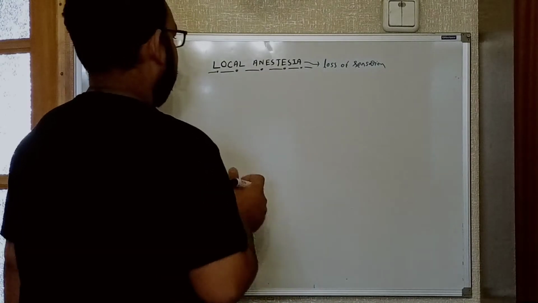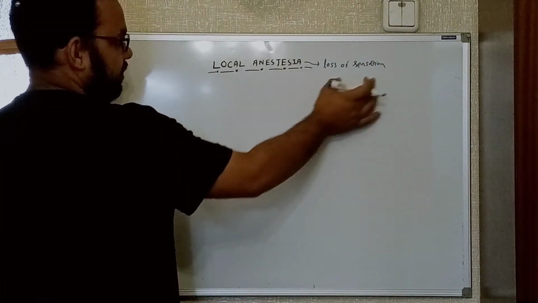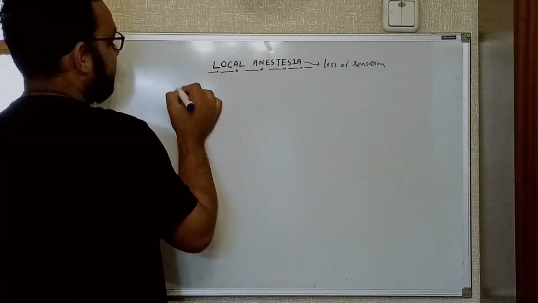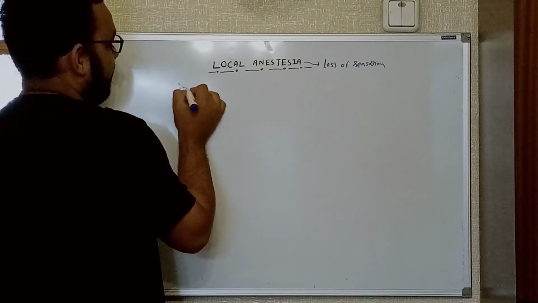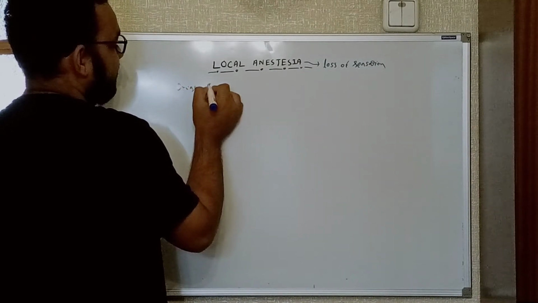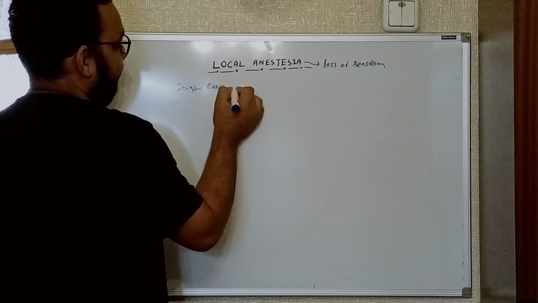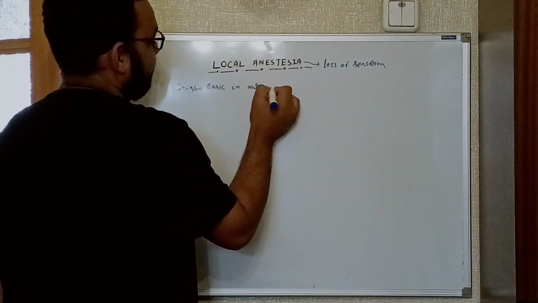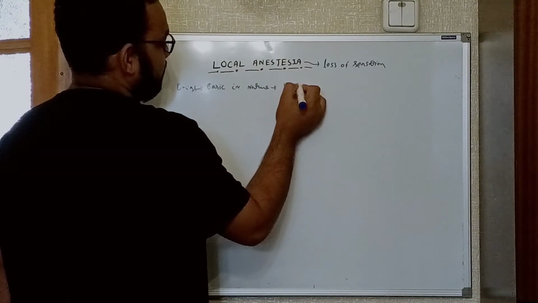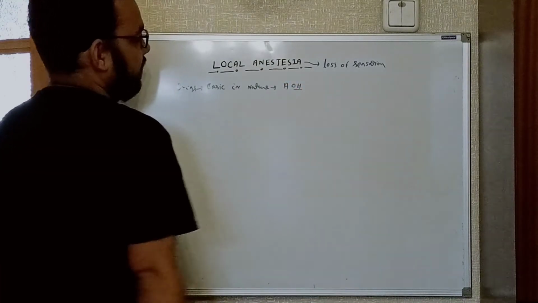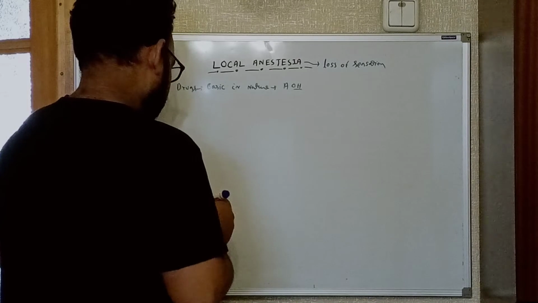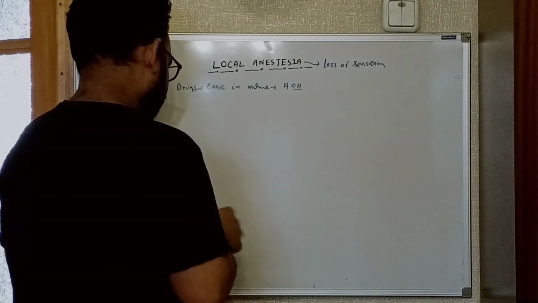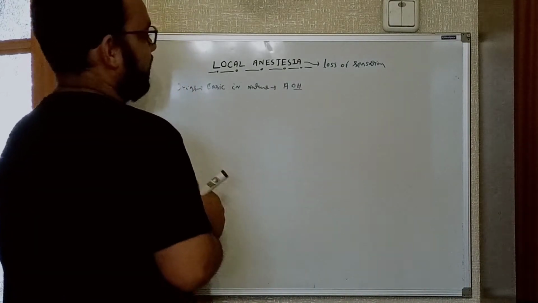Now, one thing to see: when we say local anesthetic drugs, the drugs are basic in nature. That means if we see the composition, for example AOH, there should be a hydroxyl group over here. Now, how do they work? If you want to know about their functions or mechanisms.